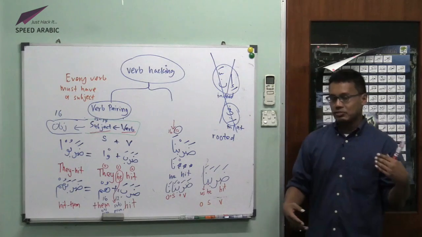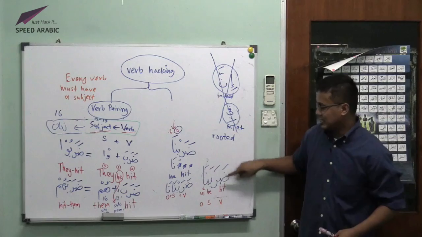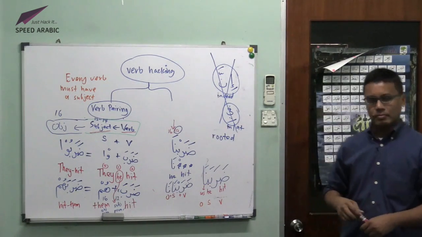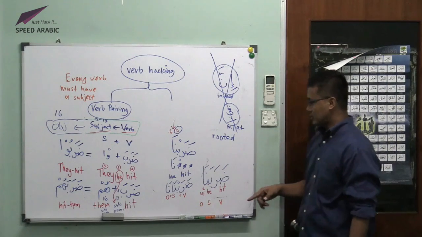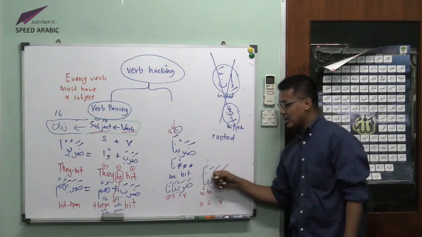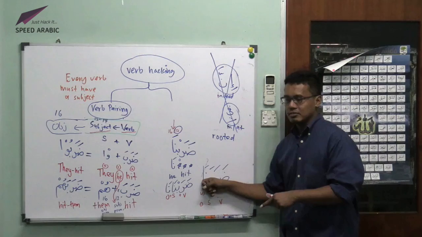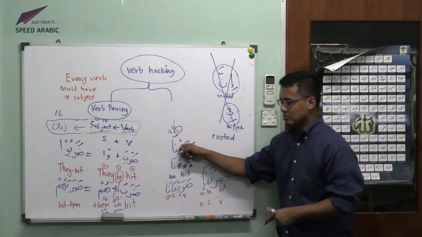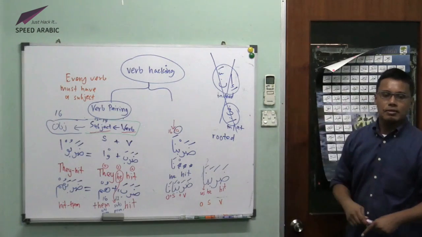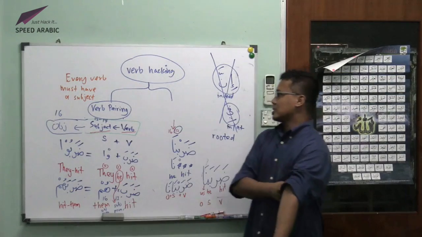Now explain to me what is the difference between this and this. Okay, there's a fathah before the na. When there's a fathah before the na, does the na become subject or object? Object. When there's a sukun, the na becomes subject. Alright, that's how you differentiate between subject and object.